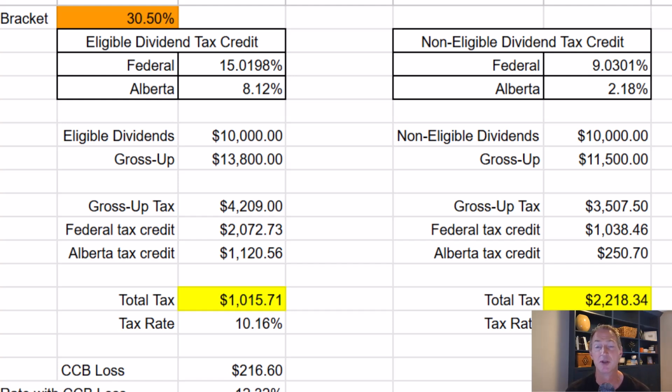So I am in the 30.5% tax bracket. The dividend tax credit has two parts: the federal and the provincial. The federal portion is just over 15%, and here in Alberta, it's just over 8%. Now, how do the taxes get calculated? So let's say again, hypothetically, I receive $10,000 in eligible Canadian dividends. Let's say I have some XIC in my non-registered account and I get $10,000 over the year in dividends.